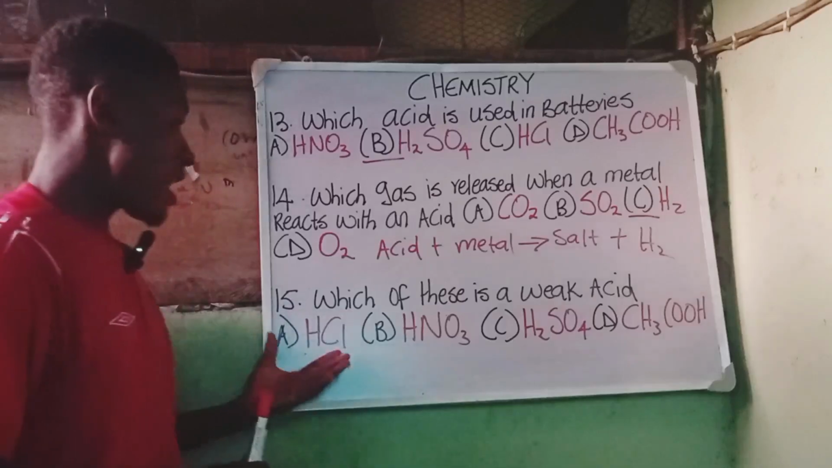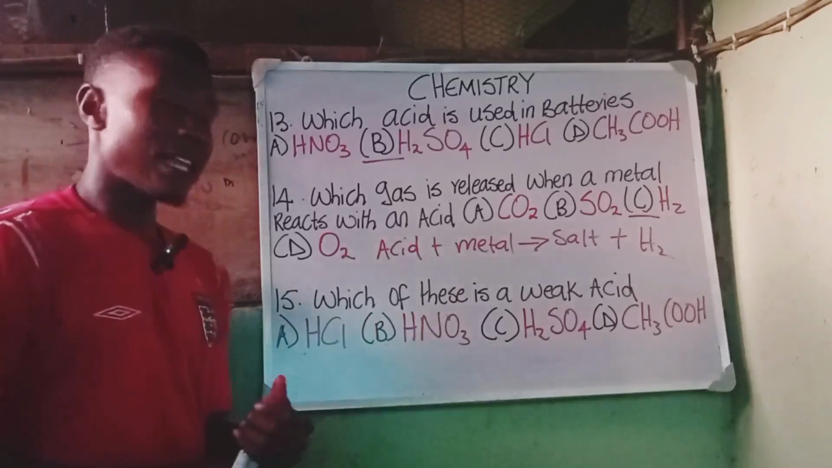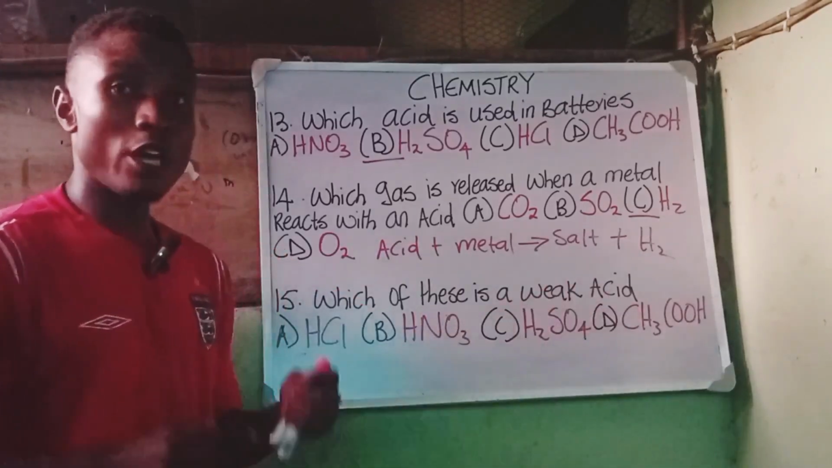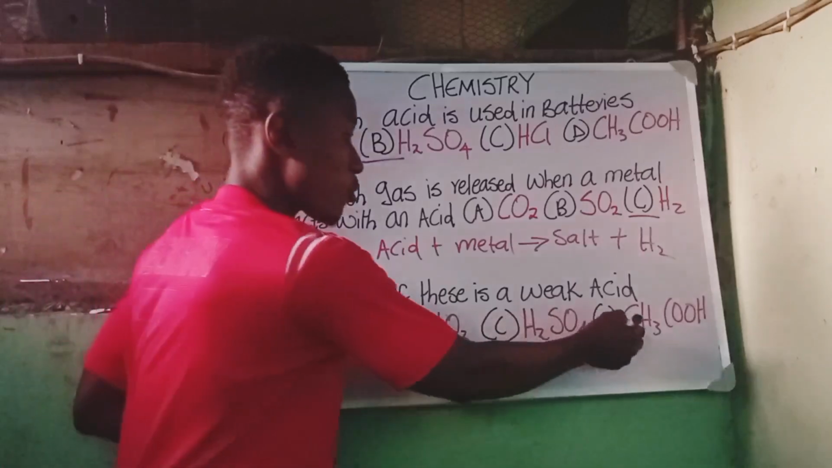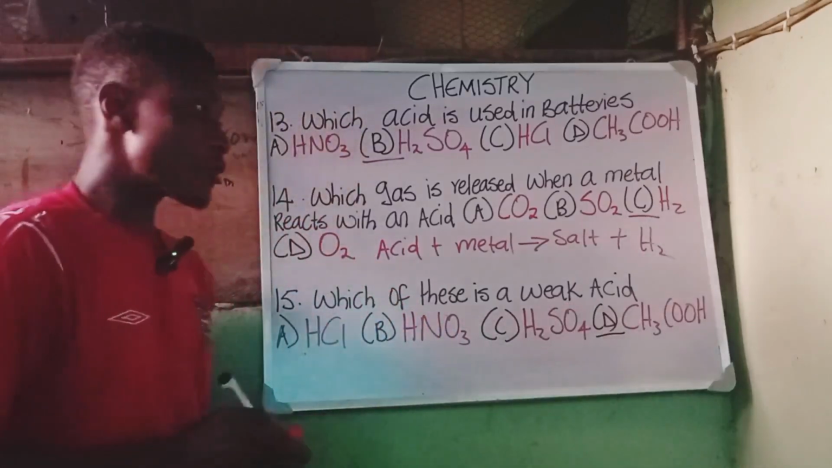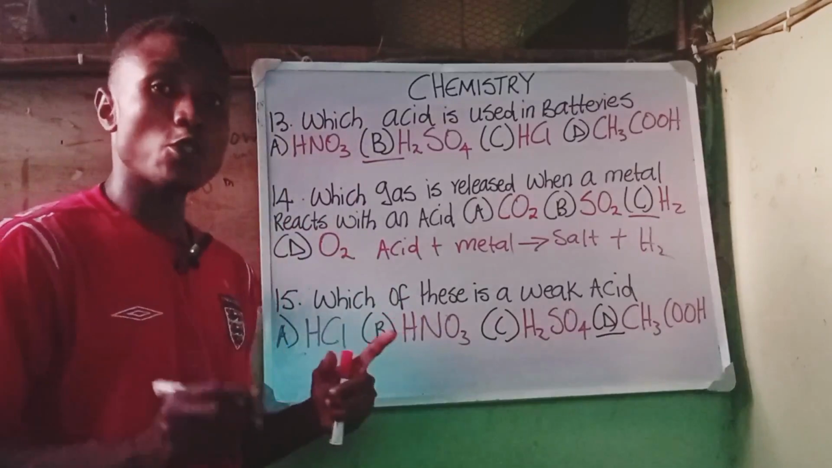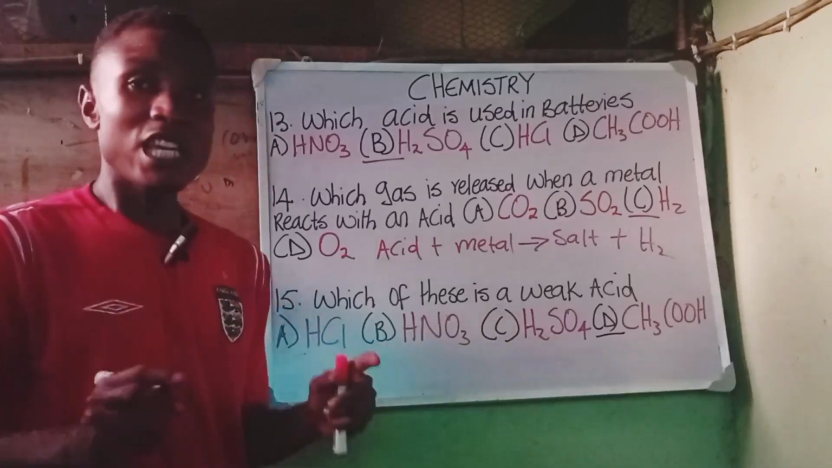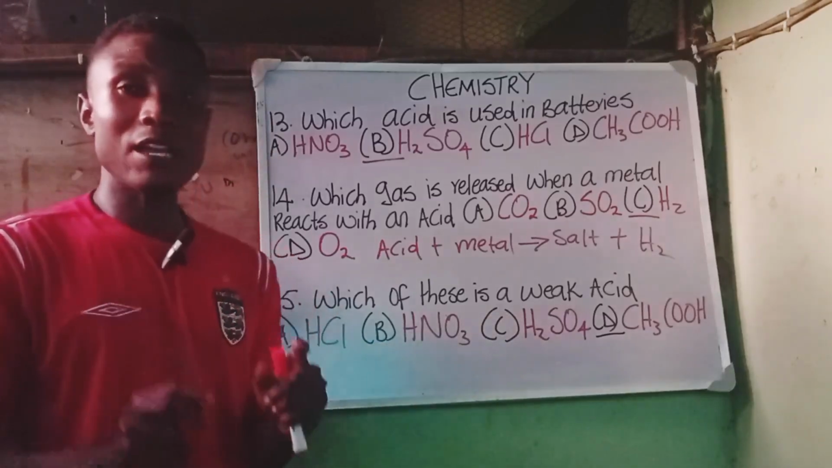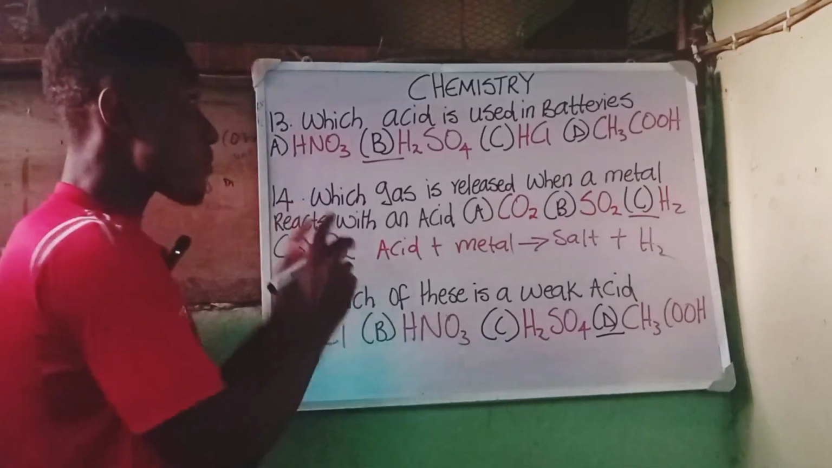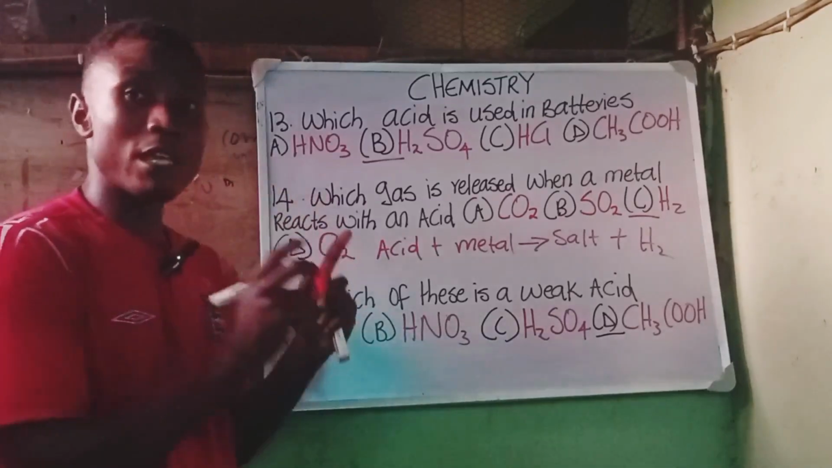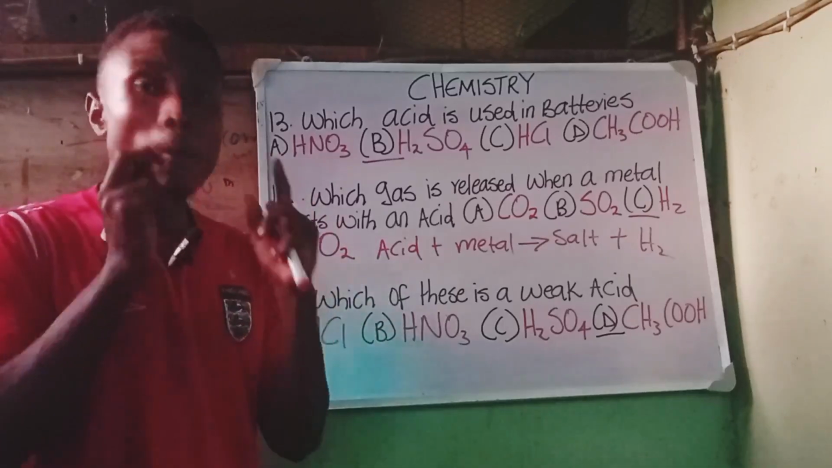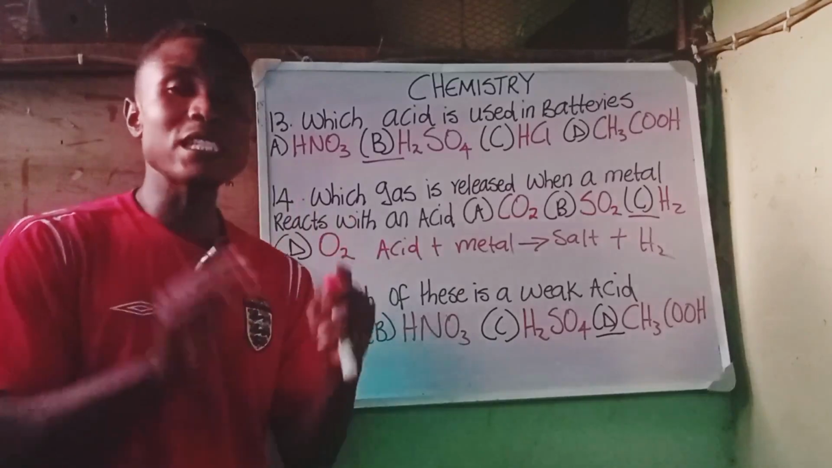A, hydrochloric acid. B, nitric acid. C, hydrogen sulfate. And D, ethanoic acid. The correct answer there is ethanoic acid. Ethanoic acid is a weak acid because it does not ionize completely. Ethanoic acid, which is option D, is a weak acid because it does not ionize completely. So this is where we are going to end it in this particular segment, which is 15 JAMB questions based on acid, base, and salt.